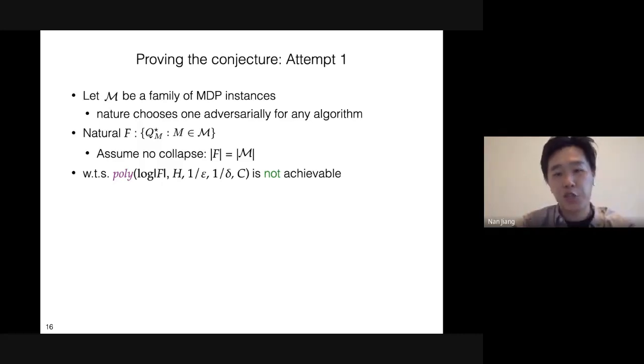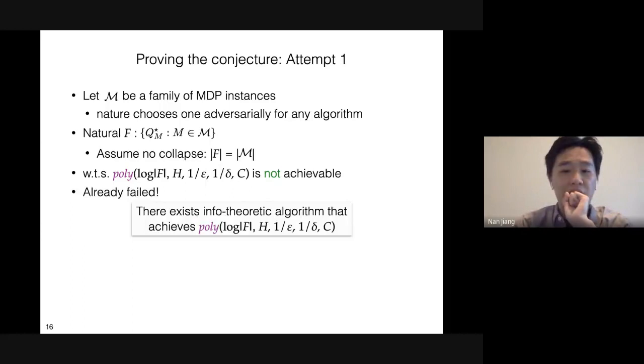And what you want to show is that no algorithm can achieve polynomial sample complexity if they are given an adversarial instance in this family. And basically here, without any further tweaks, if you go down this route, you don't even need to show me your construction, and I can tell you that you've already failed.